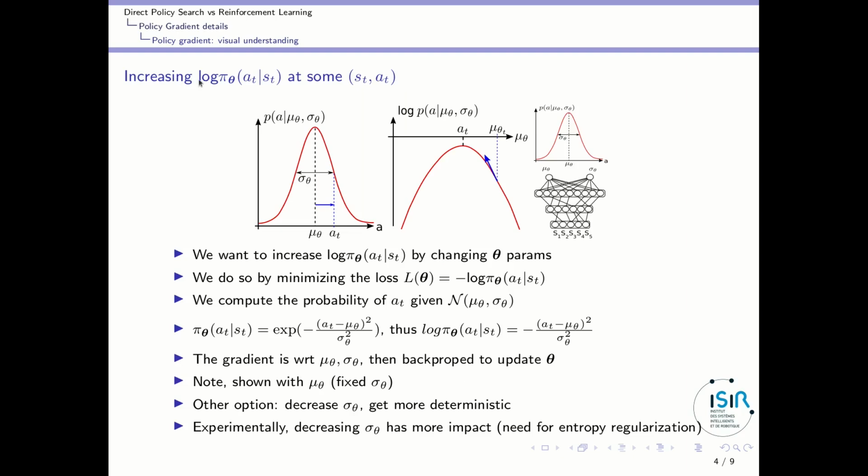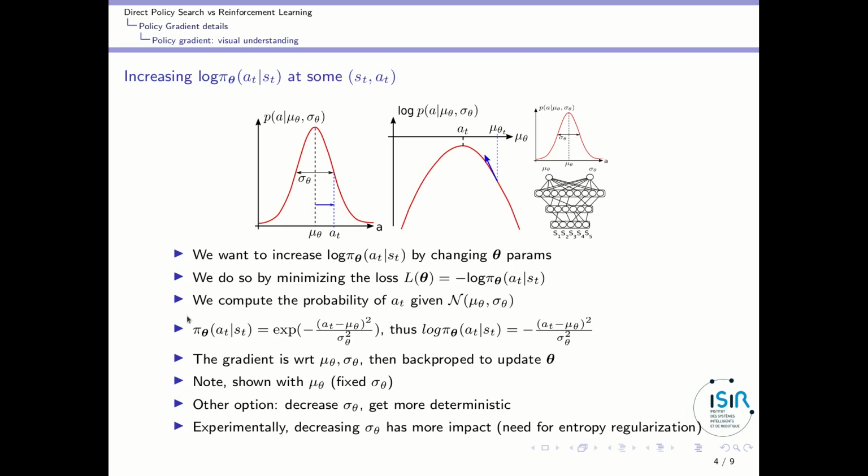So how do we increase the log probability of the action given the state for some state action pair? Again, the probability of some action a_t is given by a Gaussian with this center and this variance. We want to increase this by changing the theta parameters. So we will do so by minimizing the loss in theta, minus the log probability of the action given the state, as represented by the policy. To do this, we have to compute the probability of the action given the Gaussian function.